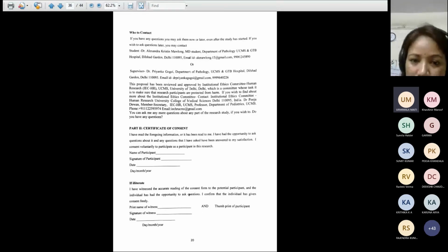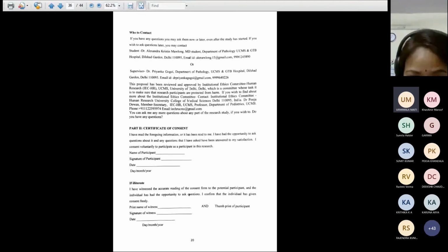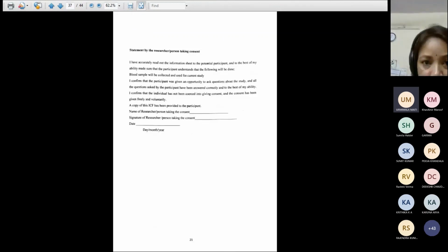Then the second part of this is the certificate of consent. Here the participant makes a statement that after having gone through the PIS, I am participating voluntarily. You can also see that there is a provision if the participant is illiterate. And this is the statement given by the researcher or the person taking the consent.